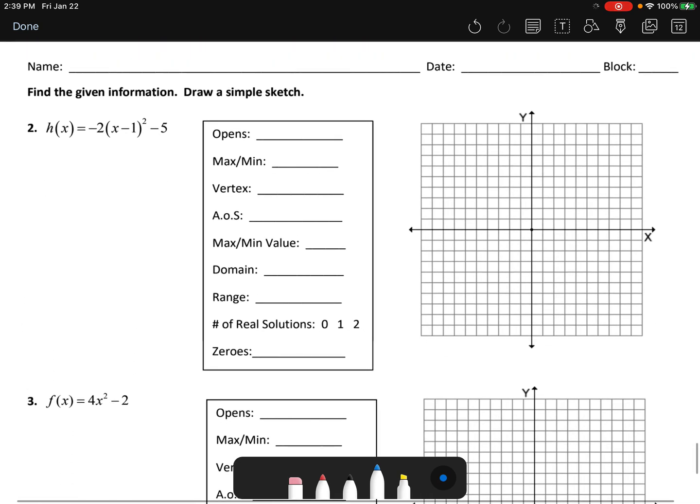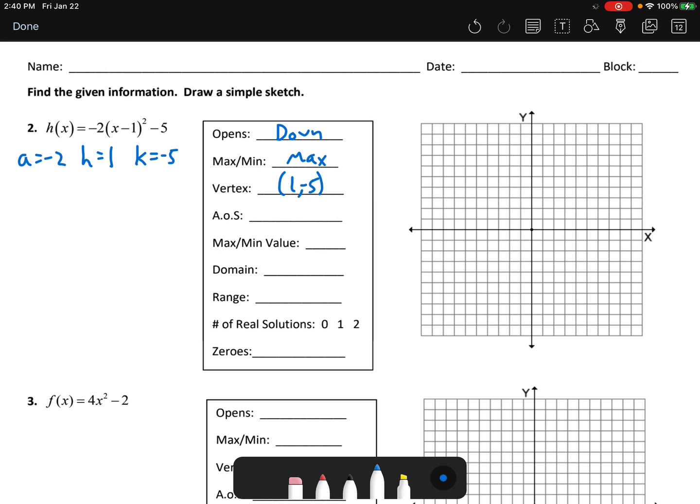So let's do some more vertex form. On number 2, a is -2, h is 1, because it says h minus 1, and k is -5 again. It's negative, so it stays negative. So a is -2, so it opens down. So it has a max.